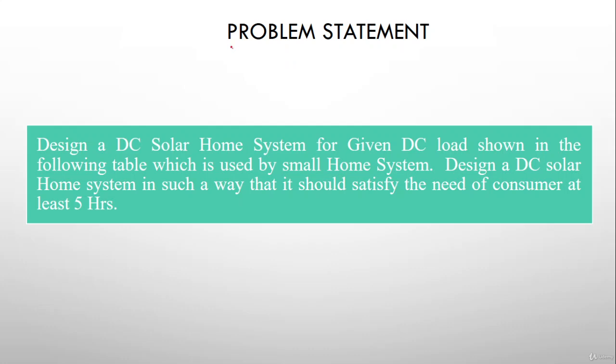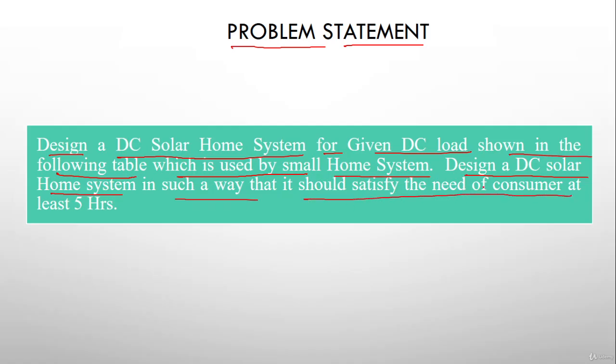So for that purpose, we take a problem statement: design a DC solar home system for the given DC load shown in the following table, which is used by a small home. Design a DC solar home system in such a way that it should satisfy the need of the consumer for at least 5 hours.